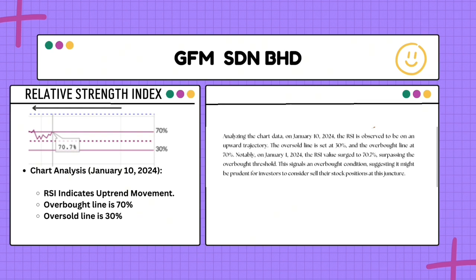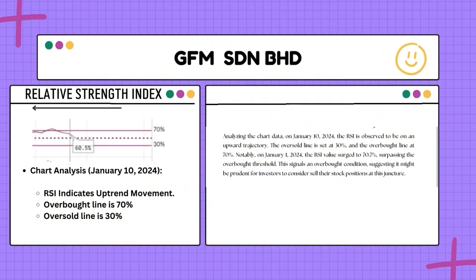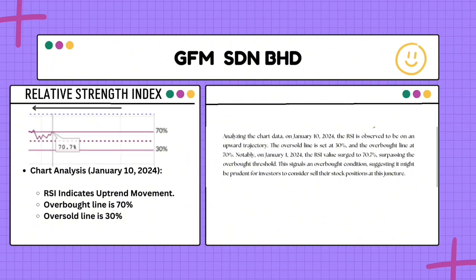The next indicator is the relative strength index. Analyzing the chart data on January 10, 2024, the RSI is observed to be on an upward trajectory. The oversold line is set at 30% and the overbought line at 70%. Notably, on January 1, 2024, the RSI value surged to 70.7%, surpassing the overbought threshold. This signals an overbought condition, suggesting it might be prudent for investors to consider selling their stock position at this juncture.